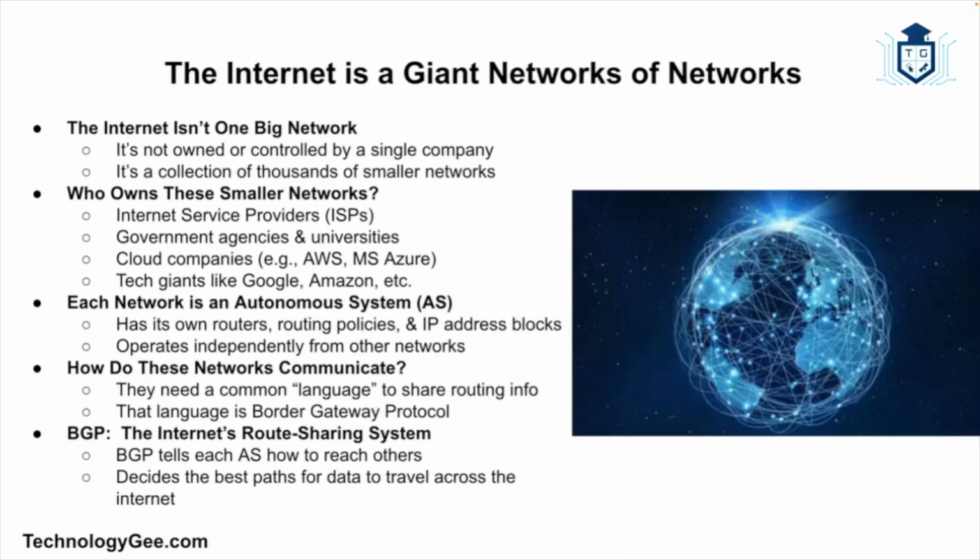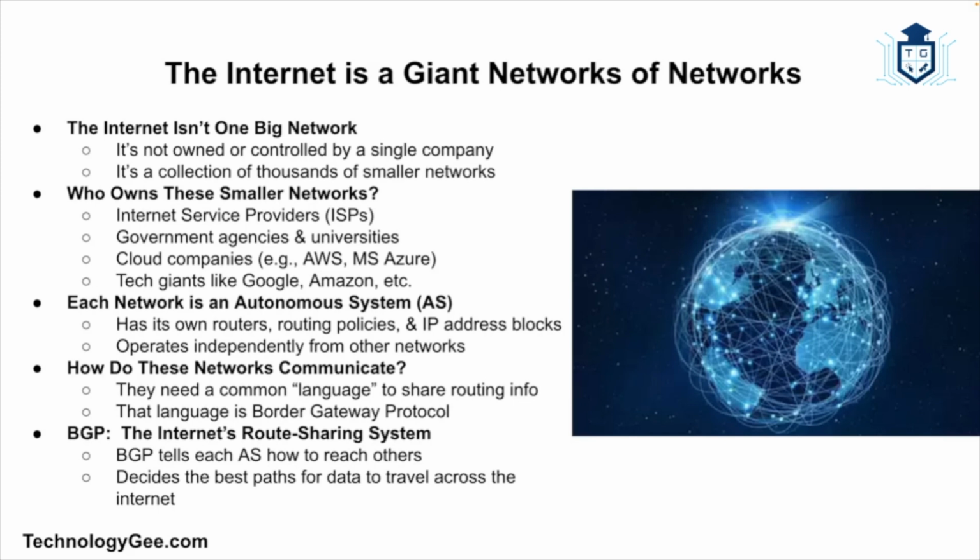All right, so before we get into BGP, let's get one thing straight. The internet isn't one big network owned by a single company. It's actually made up of thousands of smaller networks. Some belong to ISPs, others to governments, universities, cloud companies, or massive corporations like Google and Amazon. And each one of these networks is called an autonomous system.